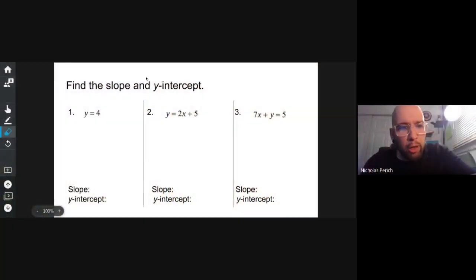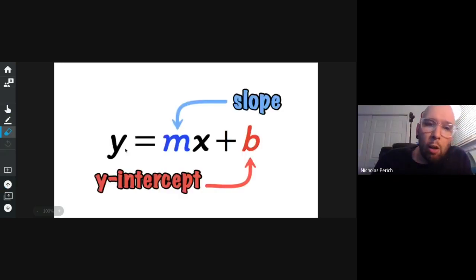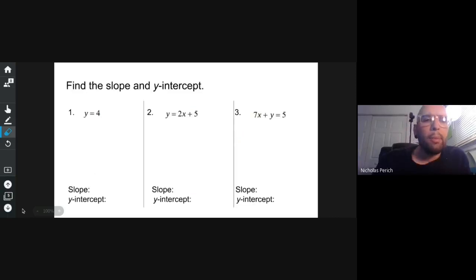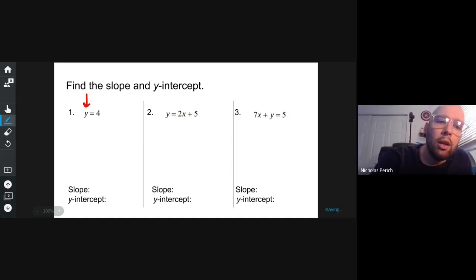This is slope-intercept form, which is y equals mx plus b. We can find the slope and the y-intercept if y is all by itself. If y is all by itself, then the number in front of x is the slope and the number floating around is the y-intercept. Well, y is all by itself here. But there's no x, so I'm going to fill in a blank. Since there's no x, there's technically 0x. And then I have a positive 4.